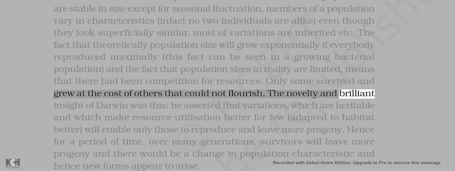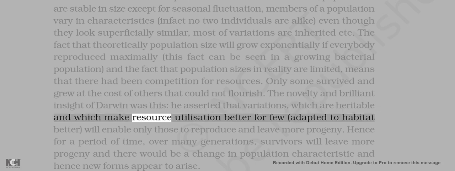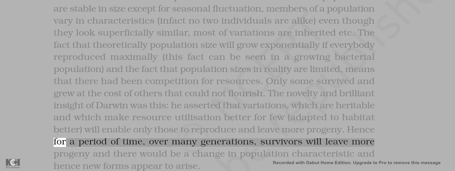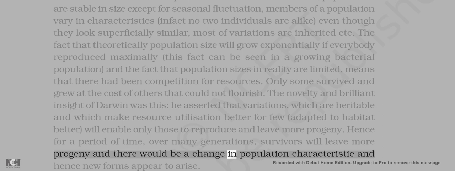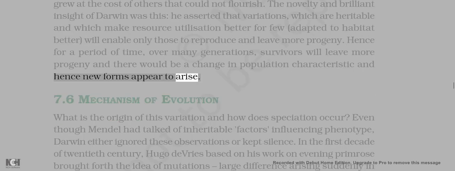The novelty and brilliant insight of Darwin was this: he asserted that variations, which are heritable and which make resource utilization better for few, adapted to habitat better, will enable only those to reproduce and leave more progeny. Hence, for a period of time, over many generations, survivors will leave more progeny and there would be a change in population characteristic and hence new forms appear to arise.